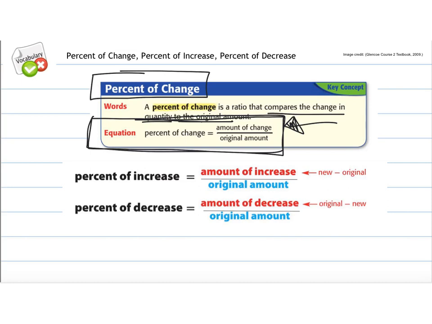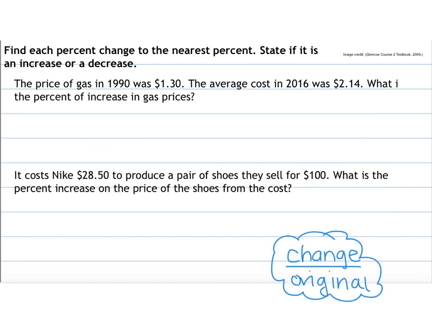Percent of increase is obviously if it is going up, like the original amount to the new amount increased, or the original amount to the new amount decreased, and so that's going down. All right, so to find the percent of change, remember we take the amount of change over the original amount.